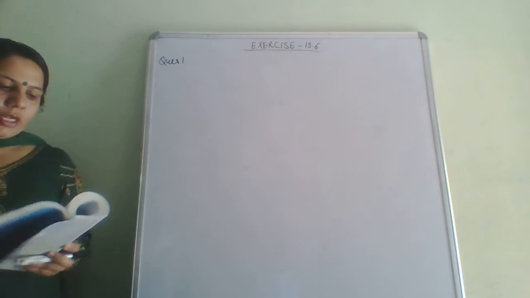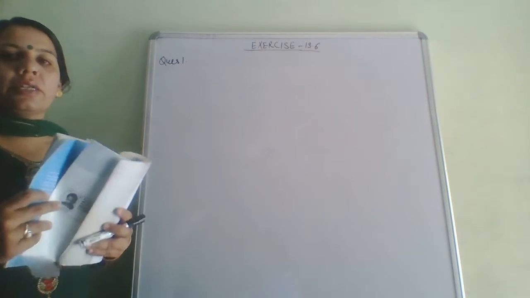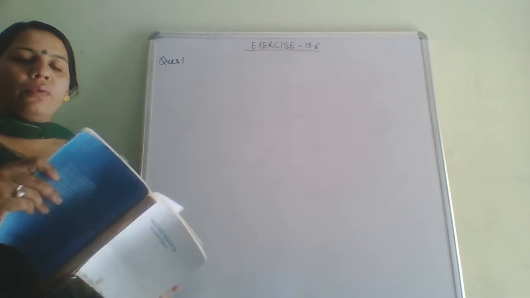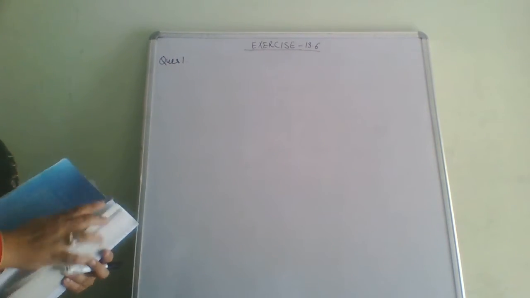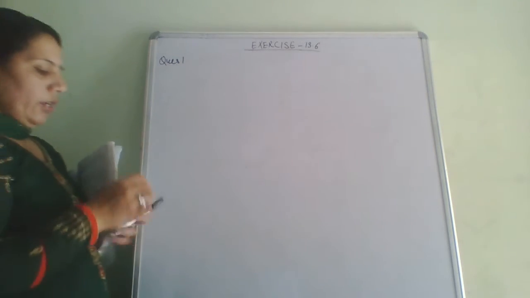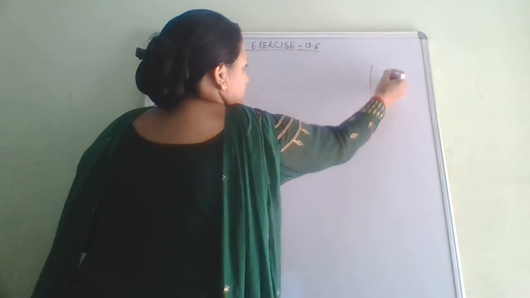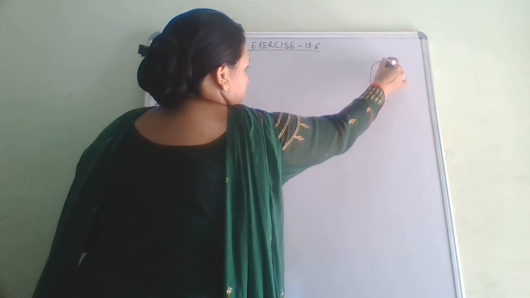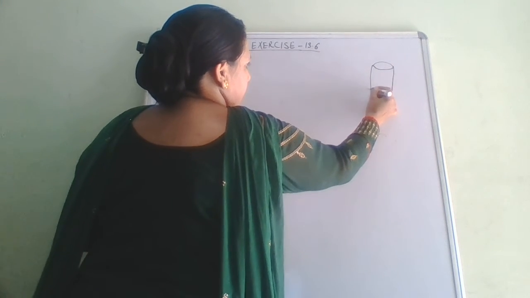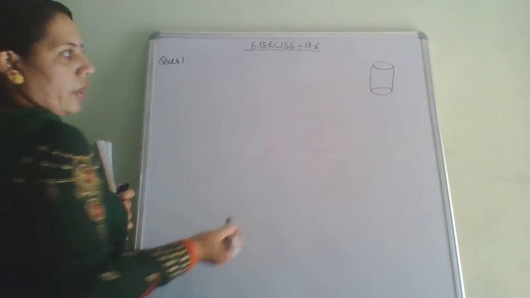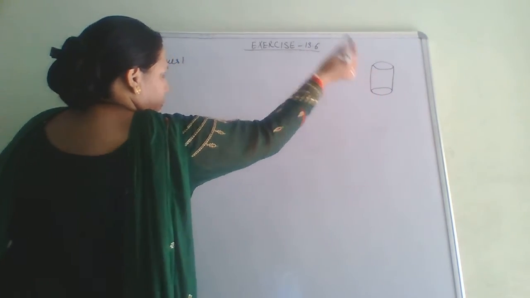Hello students, today we will start exercise 13.6 and it's all about the volume of a cylinder. So first of all, I am telling you what is the volume of a cylinder. This is the shape of a cylinder. This is a right circular cylinder. In its base there is a circle and this is the height of the cylinder.